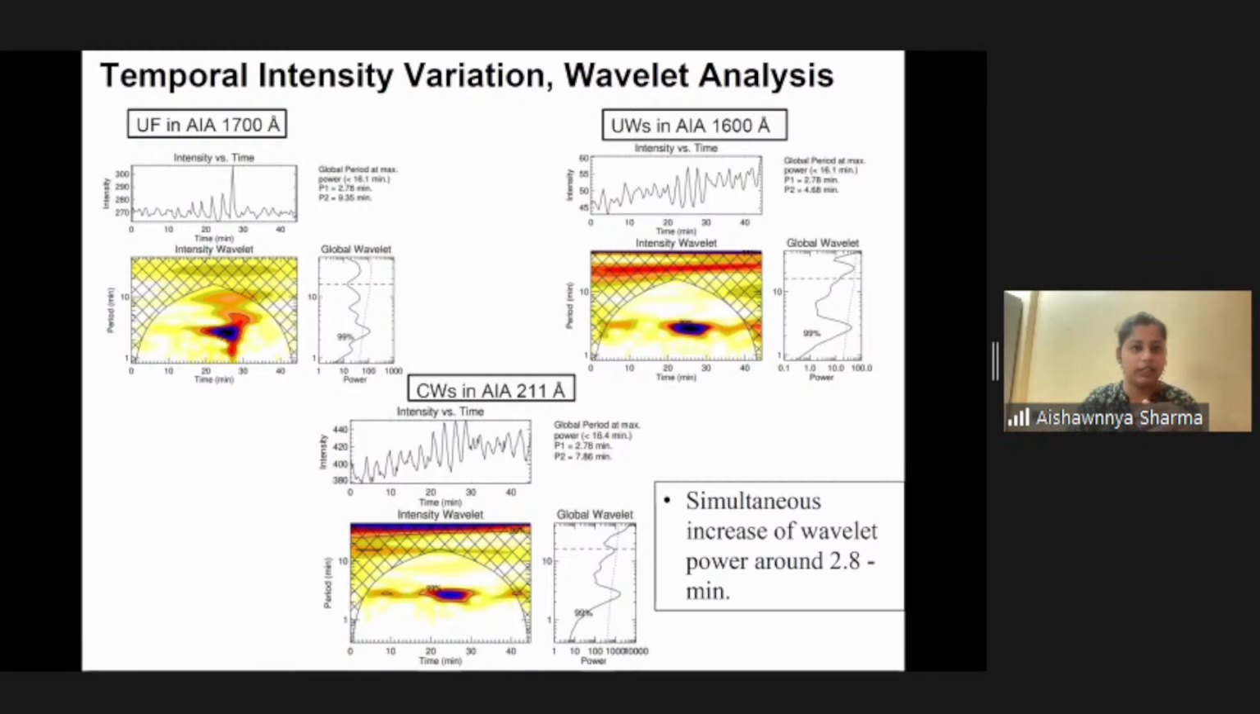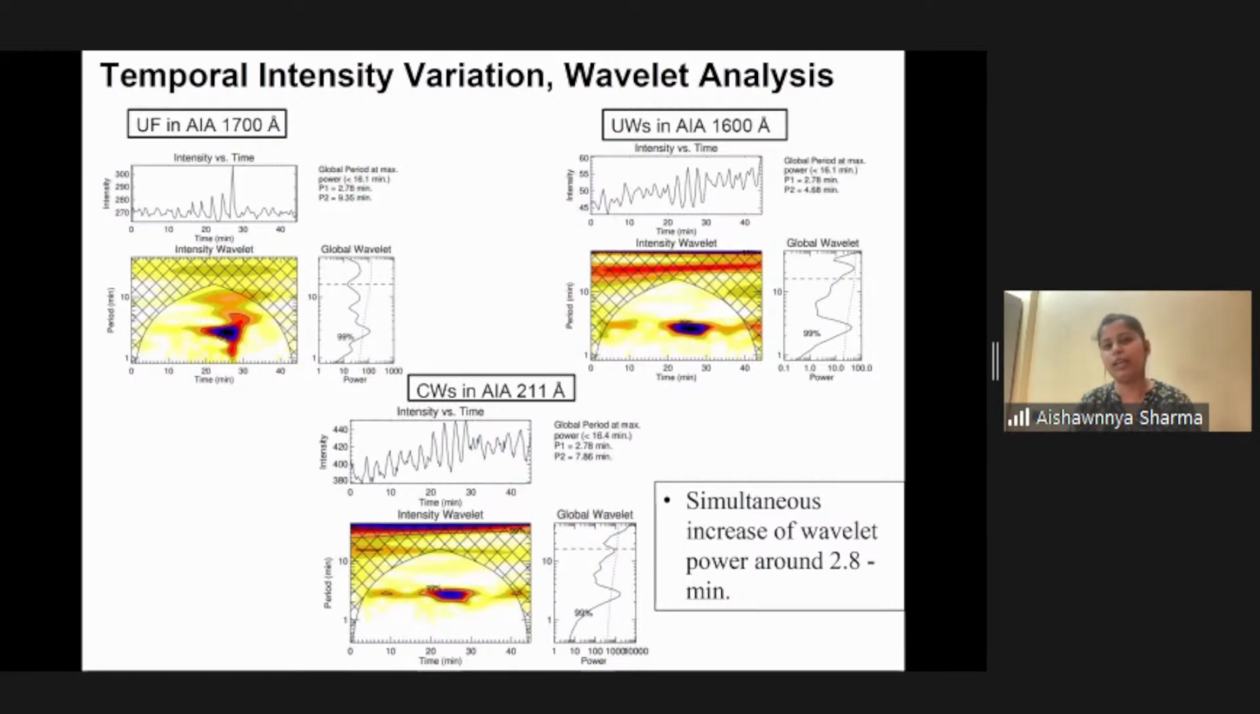Now in the bottom panel, just below the light curve for the UF in AIA 1700 angstrom, there is one yellow panel. We call that the wavelet panel. The x-axis is the time, the y-axis is the period. I'm sure many of you are familiar with Fourier analysis. I'm giving you a signal, and once you do Fourier analysis on it, it will give you what frequency components are present in the signal.